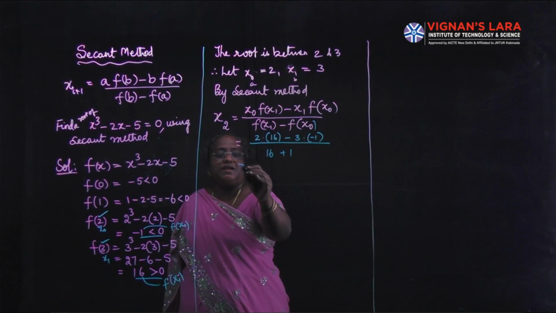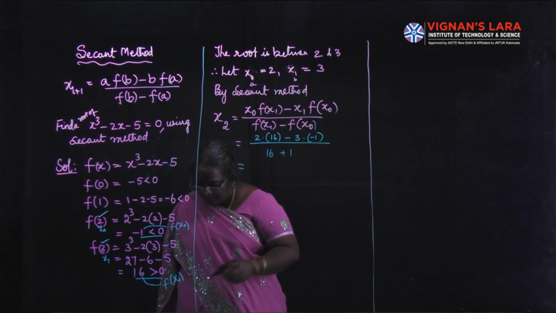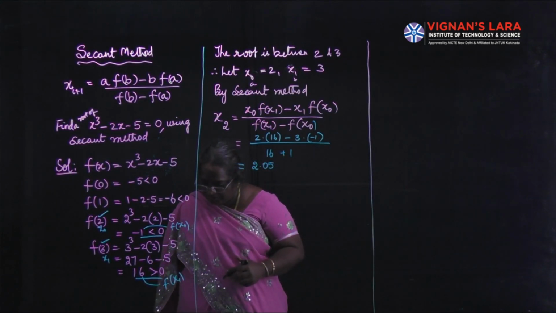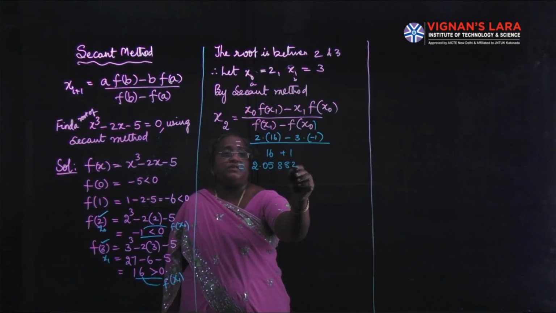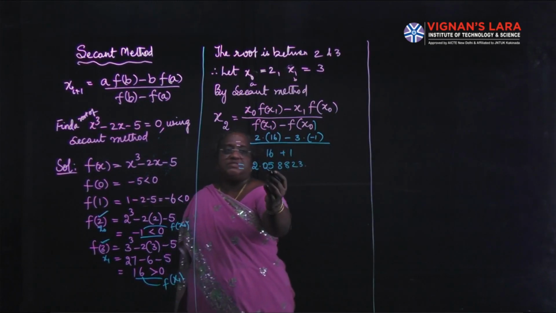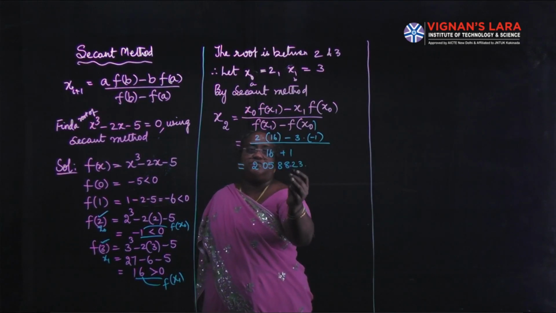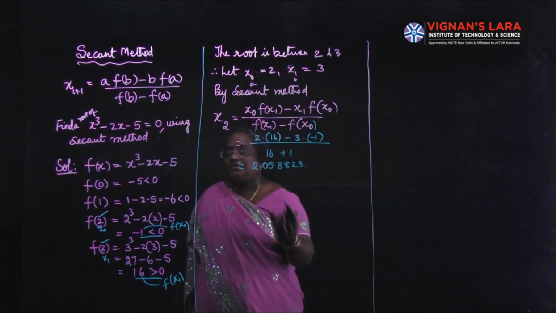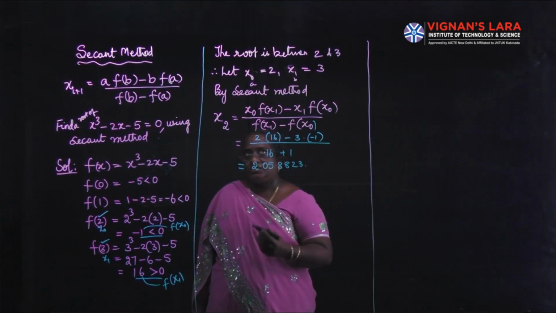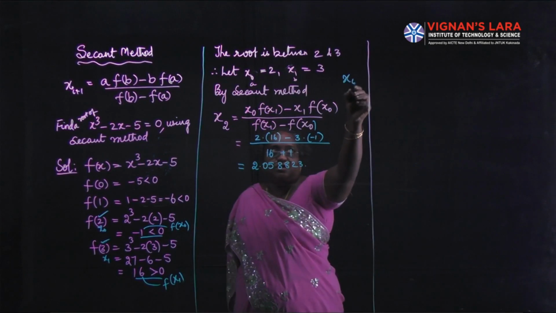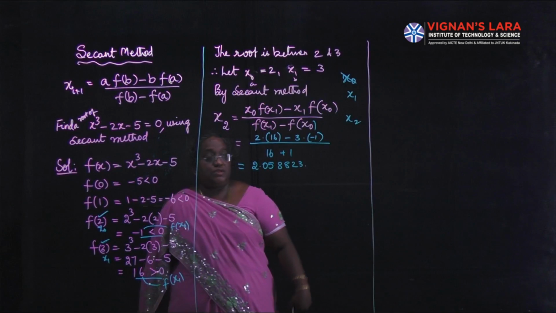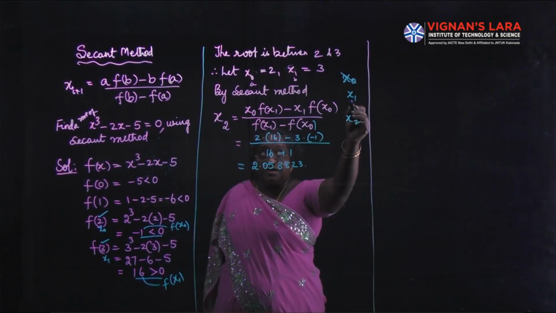So if you evaluate this, x2 will be 2.058823. I am taking all the digits here, six digits, because it is easy for us to calculate: 1, 2, 3, 4, 5, 6. So now what are our latest values of x? x0, x1, x2. So we will rule out x0. So the latest values are x1 and x2.